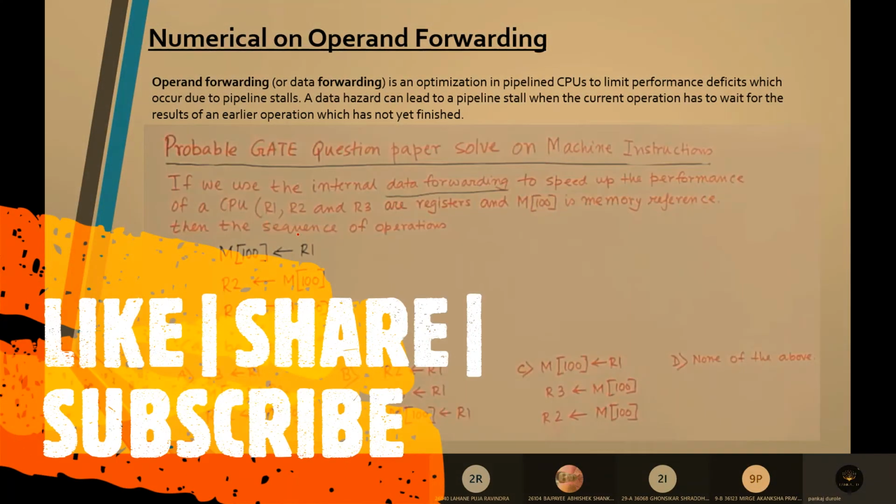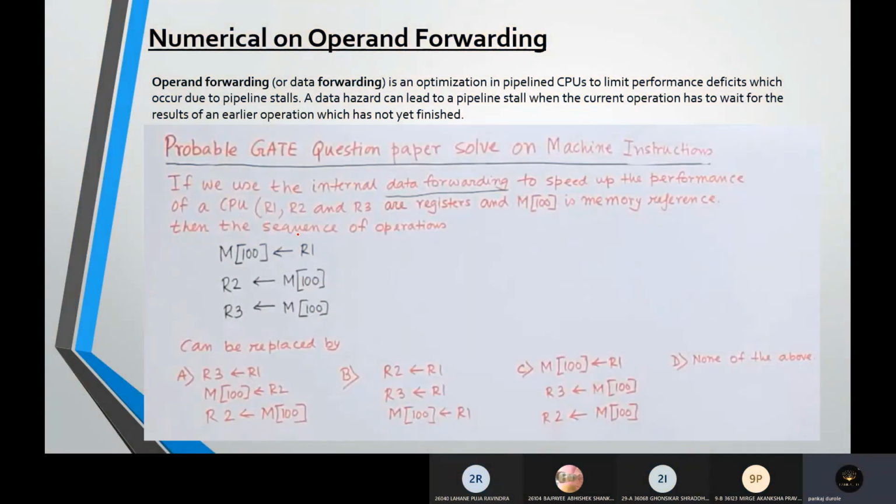In this particular numerical, we will see how the operand forwarding method can be utilized. Operand forwarding is the situation in which the result of one operand is dependent on the result of another operand. Operand forwarding, or data forwarding, is an optimization in pipelined central processing units to limit performance defects which occur due to pipeline stalls.